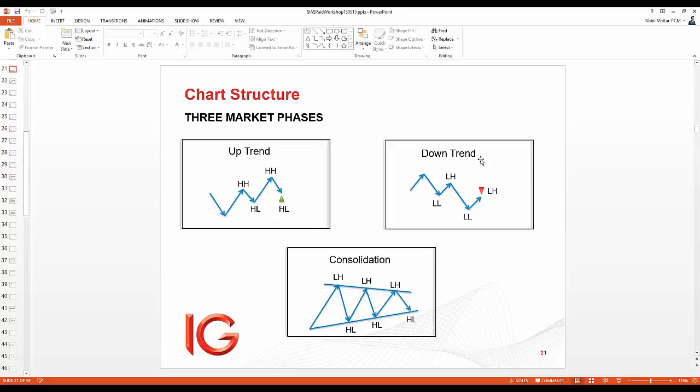Very important. Now, how do you know what phase the market is in? That's where you can use your support and resistance. You can use your price action to understand the markets. So price action, to me, I'm very big on price action.